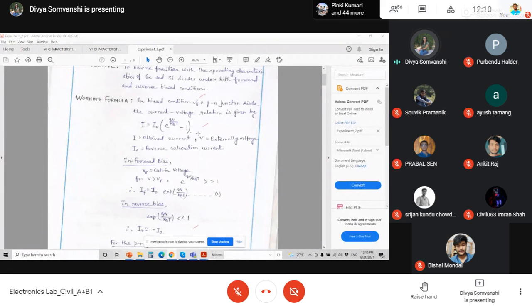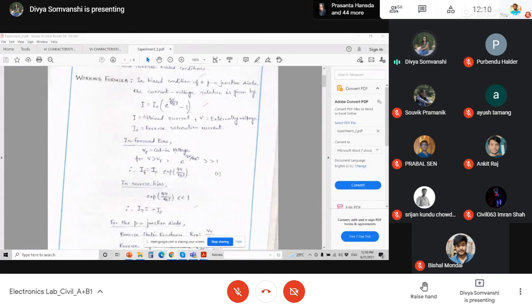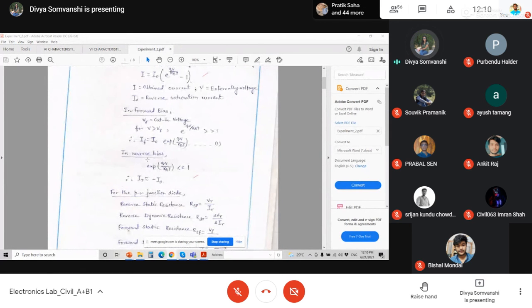So you already know the basic current-voltage relationship of a PN junction diode, as we discussed in our theory classes, and what happens in forward bias, right? And what happens in reverse bias, right? Because in reverse bias, the exponential term qV by kT is very, very small. So our reverse current is almost equal to the reverse saturation current.